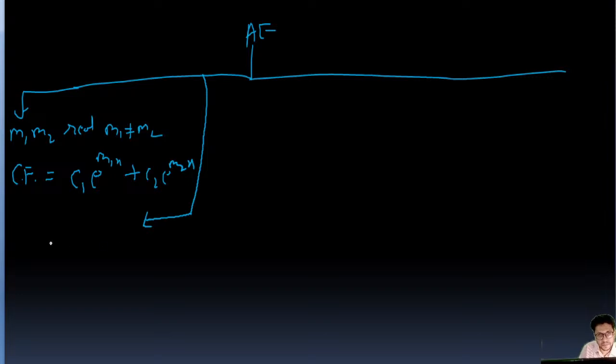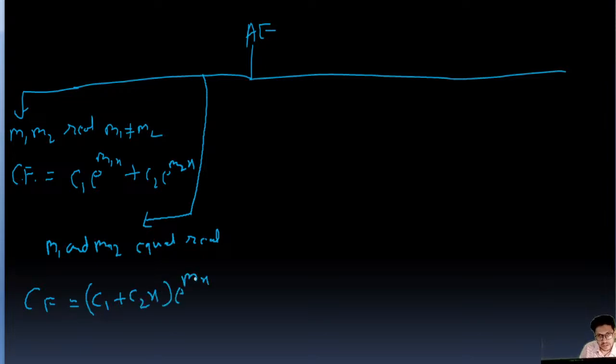Second case: if m1 and m2 are real and equal, then in that case the CF is going to be (c1 plus c2x) e to the power mx.